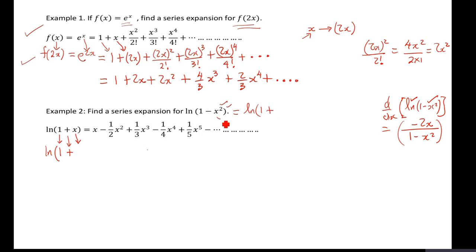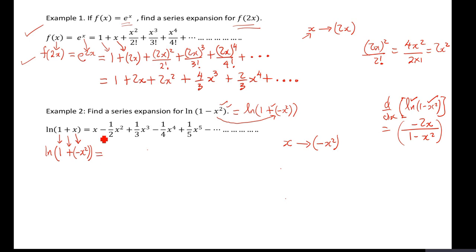what do I have to do? In other words, plus 1 times what will give me minus x squared? That's right, it will be minus x squared. And that is what occurs in this particular case. I will have to replace x by minus x squared. So that is the replacement in this series, which means wherever I see x, I now replace it by minus x squared. And of course, like I emphasized, in brackets.